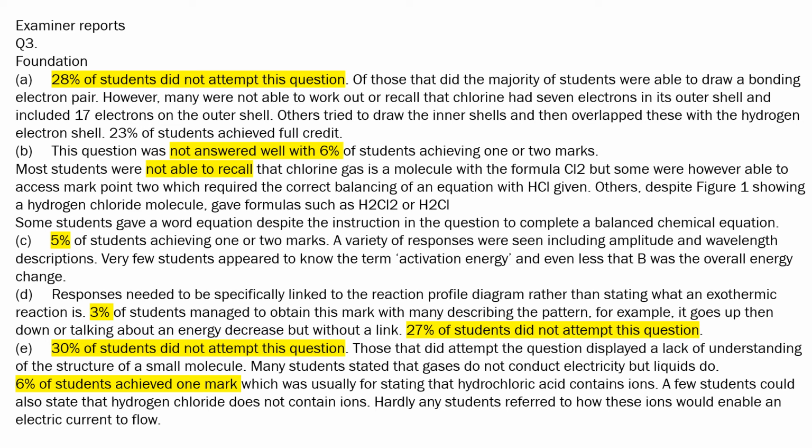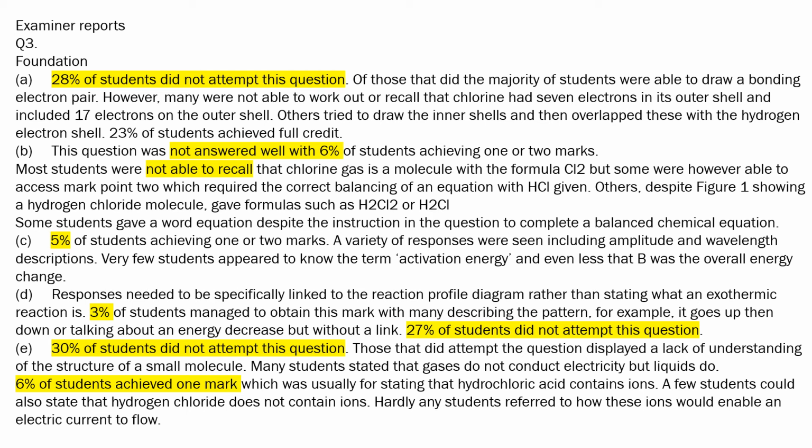23% of students achieved full credit. So it's not that difficult. Make sure you understand how to show covalent bonds and ionic bonds using dot and cross diagrams. Part B, this question was not answered well, with 6% of students achieving 1 or 2 marks.